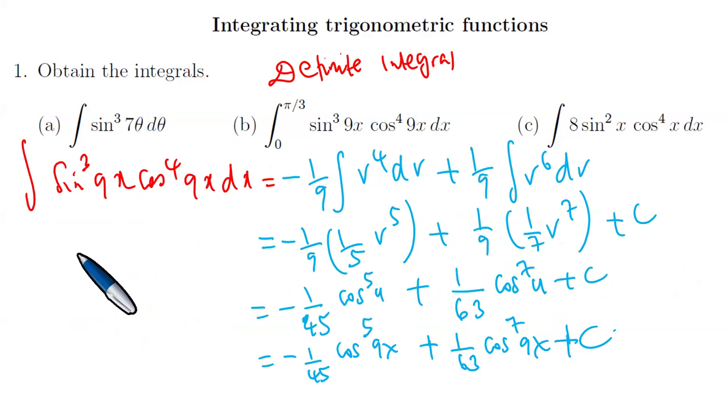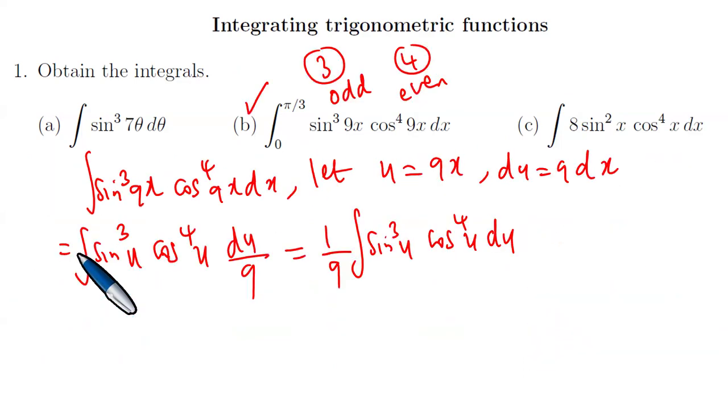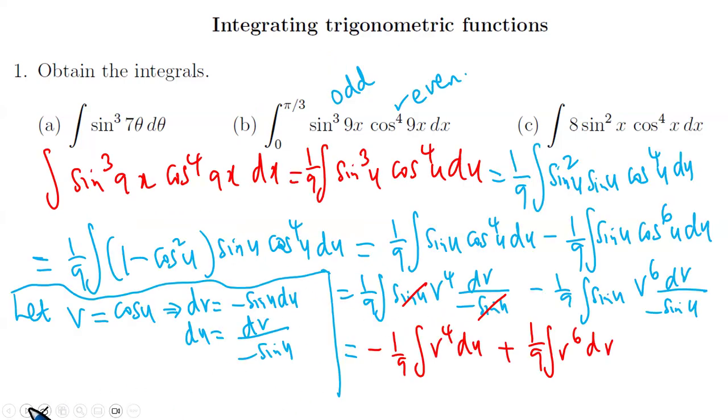Let's recap very quickly. This is where everything started. We started with this question, the sine cubed of 9x, the cosine to the fourth power of 9x dx. We said let u be 9x, and wherever there is 9x, we put u. Also dx becomes du out of 9, so we have 1 out of 9, and then the sine cubed of u, the cosine to the fourth power of u.